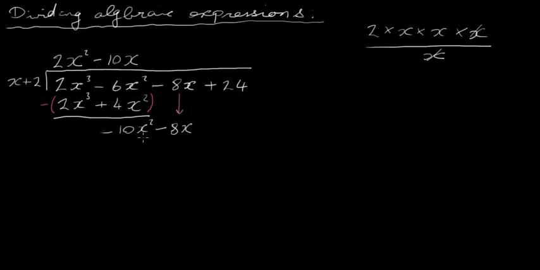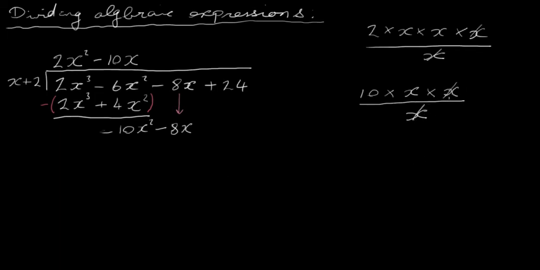So let's have a look at this part here and divide it by x. So this 10x squared here is actually 10 times x times x. That's 10x squared. And what we want to do is divide that by x. Now again, because everything is multiplied on top here and we're dividing by x, what we can do is just cancel these two here.